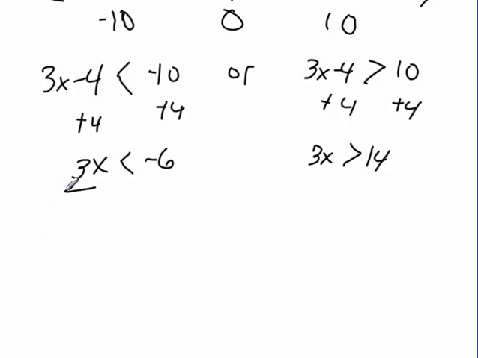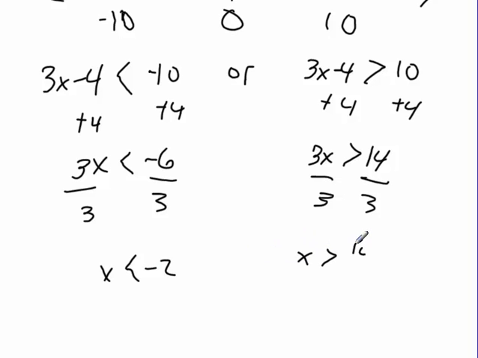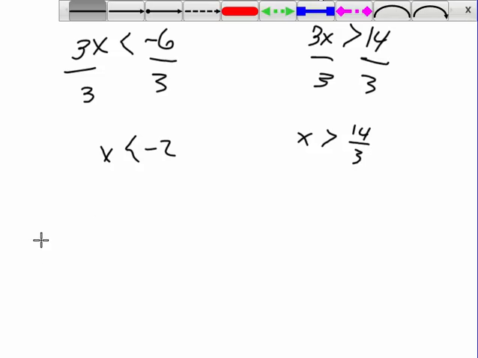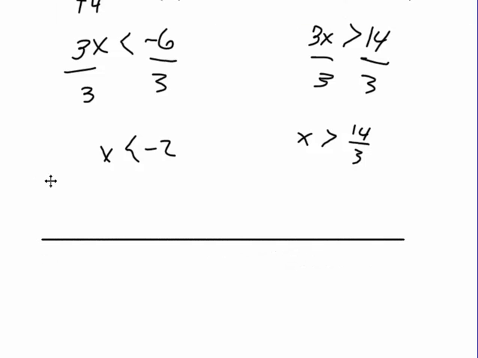All right, and now we're going to divide everybody by 3. Dividing by 3, divide them all by 3. I get x is less than negative 2, or x is greater than 14 thirds. Because 3 doesn't go into 14 evenly, I know that I can just leave that as my improper fraction. Well, let's graph these solutions on a number line. And when we do that, I'm going to have a 0. And the other number I need is a negative 2 and a positive 14 thirds.